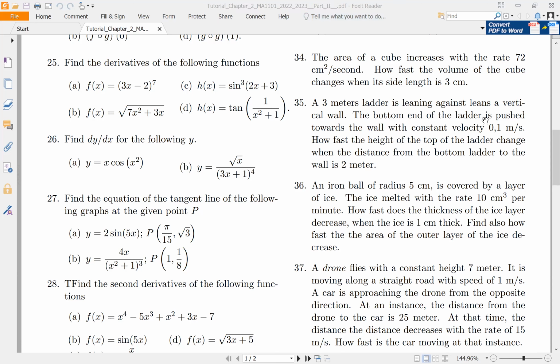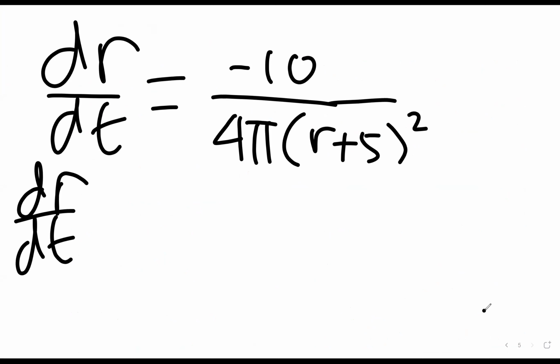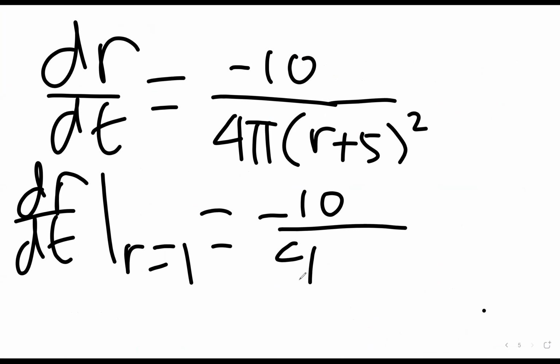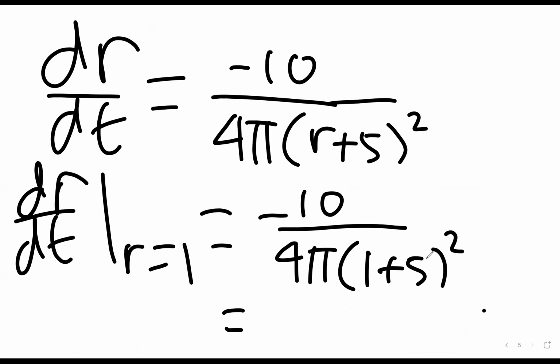If I consider r equals 1, then dr/dt when r equals 1 is minus 10 over 4 pi times (r plus 5) squared, that is (1 plus 5) squared. If I simplify this, it becomes minus 5 over 2 pi multiplied by 36, namely minus 5 over 72 pi centimeter per minute. Okay, so that's the answer.